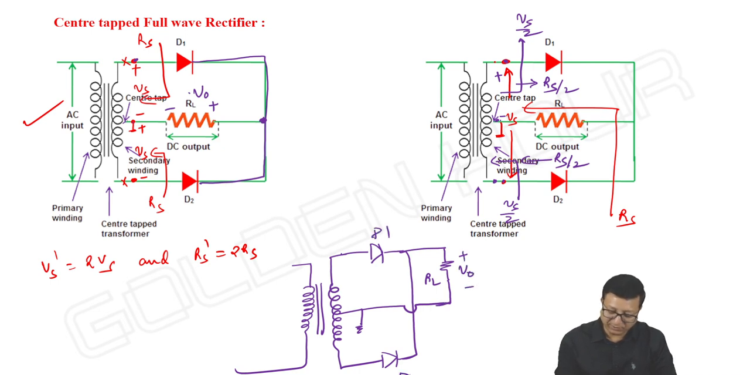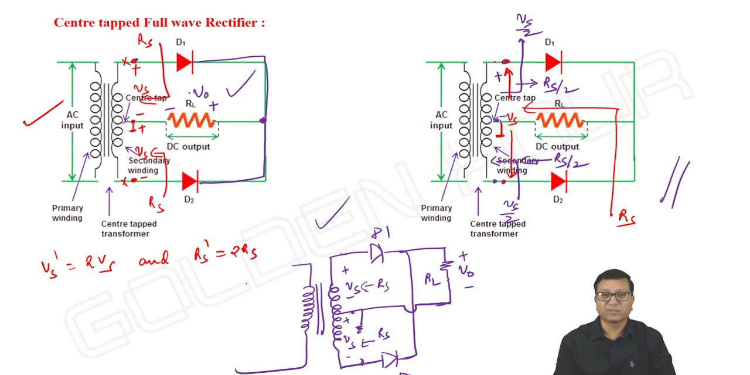Let me take these as D1, D2. I'm just following this notation here: Vs and Vs, so that the resistance looking into this terminal is Rs and the resistance looking here is also Rs. This is the notation I am following here, instead of the earlier notation. This circuit can be redrawn like this, so we can draw the circuit in this manner as well. This is what I am going to use throughout the analysis of the center tapped full wave rectifier.